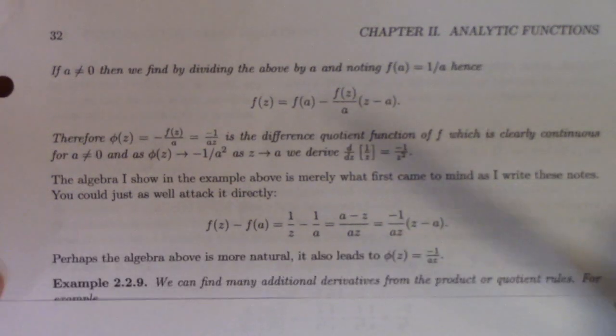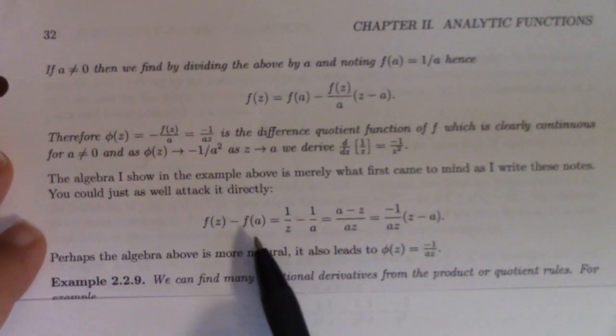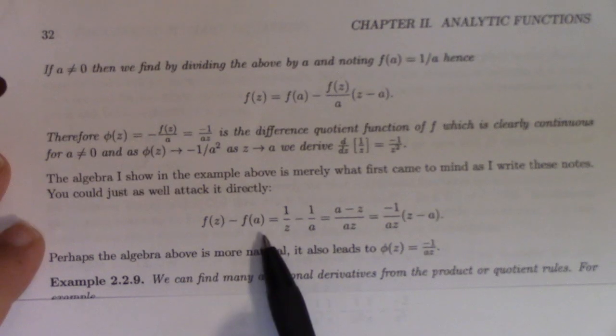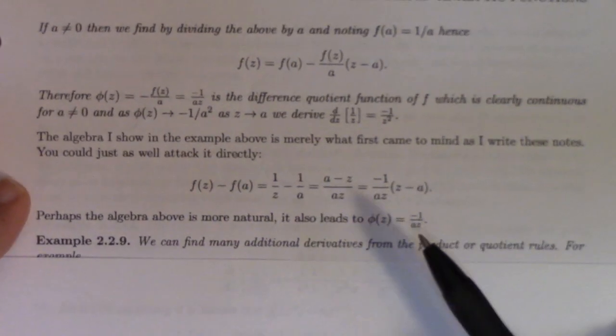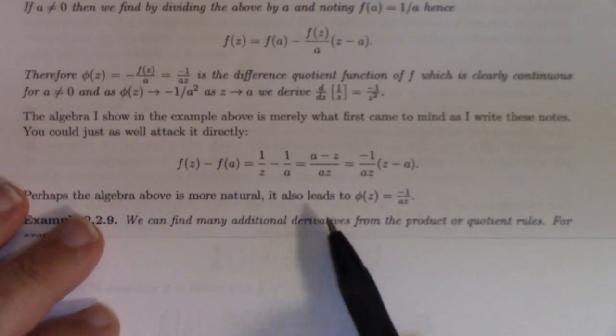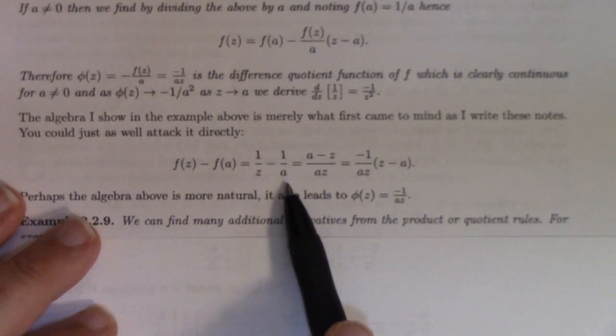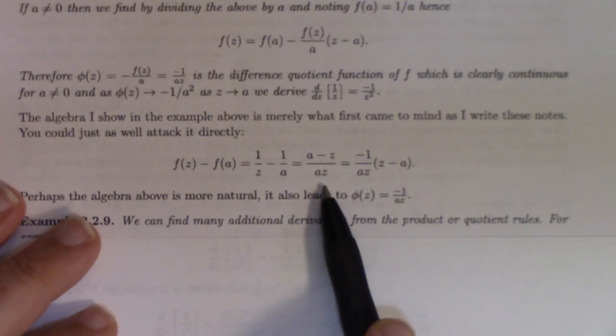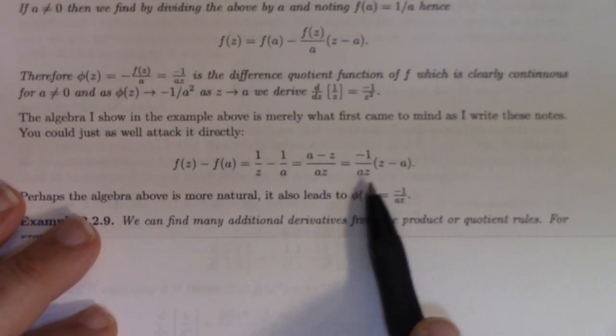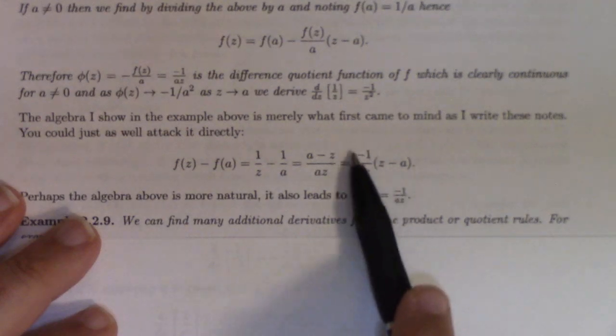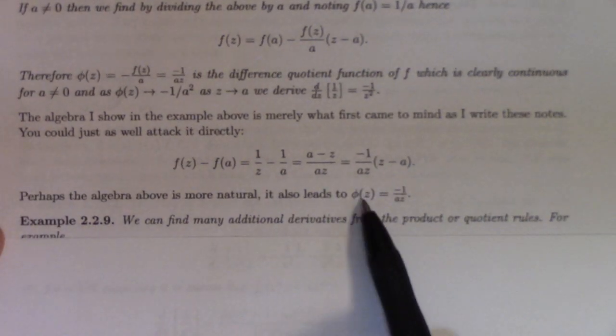And I think maybe this is an even better way to do it. If you don't like the algebra we just did, ignore it. Just do this instead. f of z minus f of a is 1 over z minus 1 over a. Common denominator of that thing, you get a minus z over az, which is minus 1 over az times z minus a. So voila, there's your difference quotient function, phi.